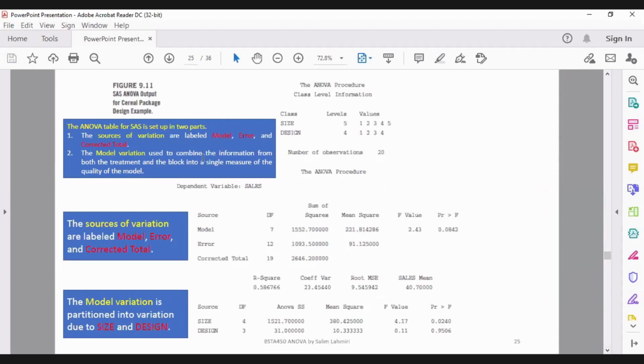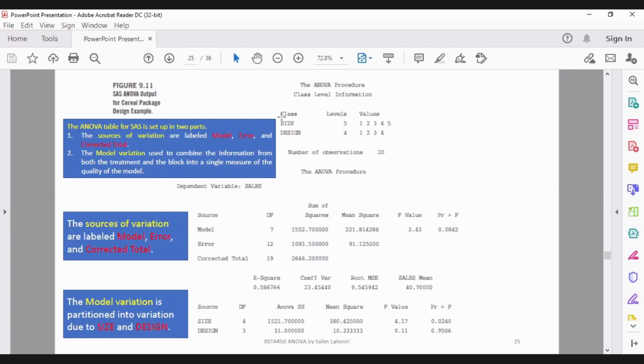So this ANOVA table for SAS is set into 2 parts. The sources of variation are labeled model, error, and corrected total. And the model variation is used to combine the information from both treatment and block into a single measure of quality of the model. Okay?